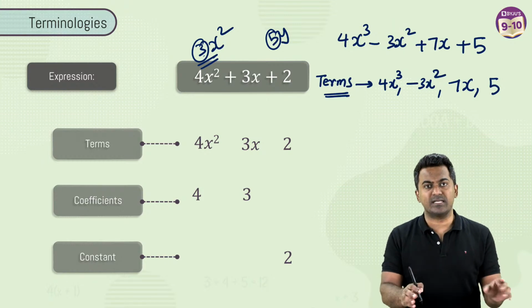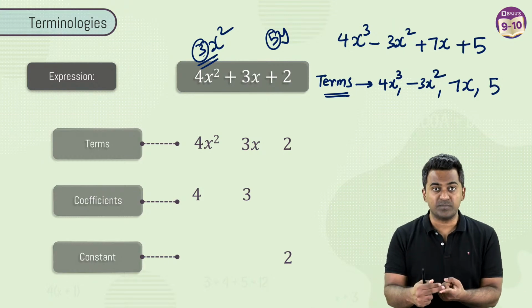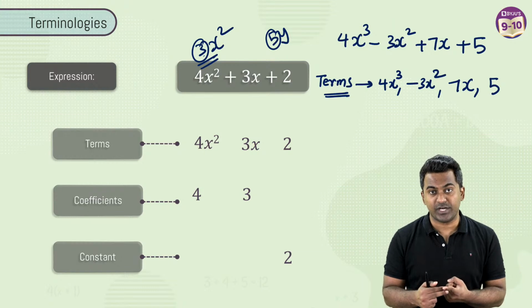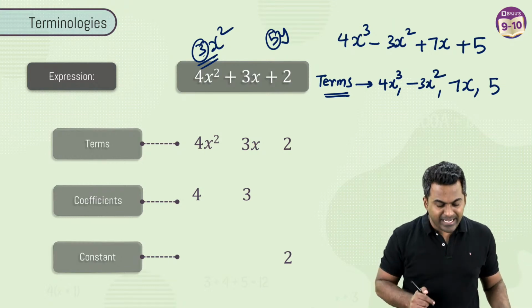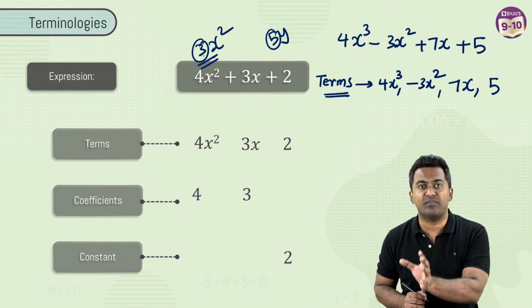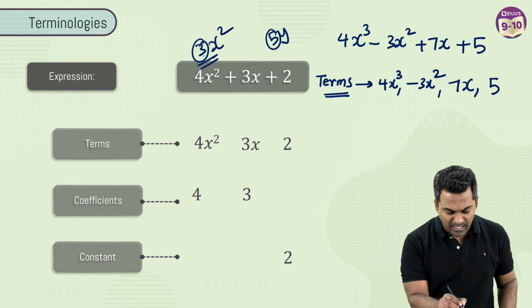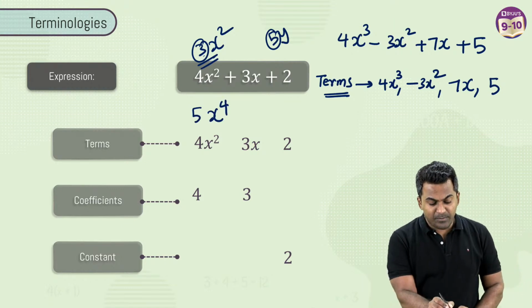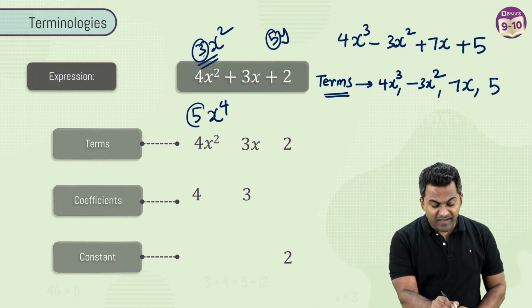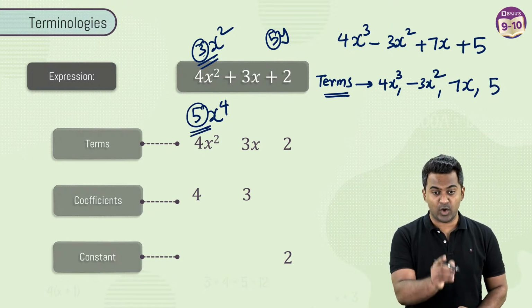So we have a very good understanding of what we mean when we say terms, what we mean when we say coefficient, and what we mean when we say constant. Coefficient, Bhakti, I repeat that again, is a number which is multiplied to the variable. Okay? Like another example I could give you is 5x to the power 4. What is being multiplied to x to the power 4? 5 is being multiplied, right? So I say 5 is the coefficient. I hope you have understood that.